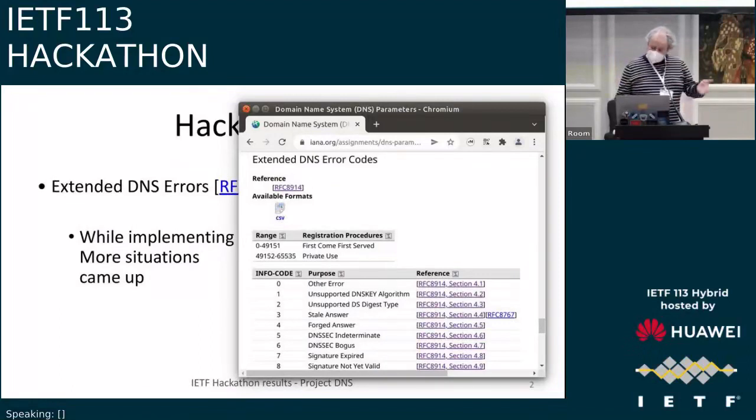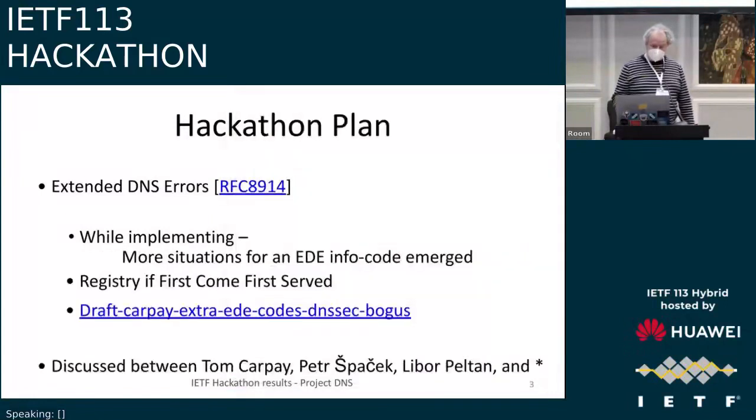And so we discussed, so you see that the policy to register new info codes is first come, first served. So anyone can just register, but it would be nice if all the DNS implementations would return the same info codes for the same situations. So that's what we discussed. And there's a draft with the new info codes, and we discussed that among the DNS implementers.